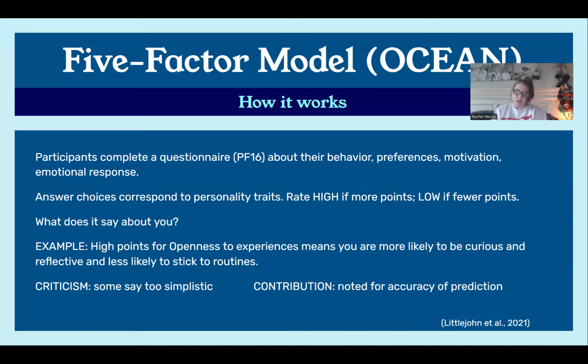This is how it works. A participant will complete a questionnaire, such as the 16PF, about their behavior, preferences, motivation, and emotional response. Their answer choices correspond to personality traits. The answers are rated high if more points and low if fewer points. So an example would be high points for openness. Openness means you're more likely to be curious and reflective and less likely to stick to routines.